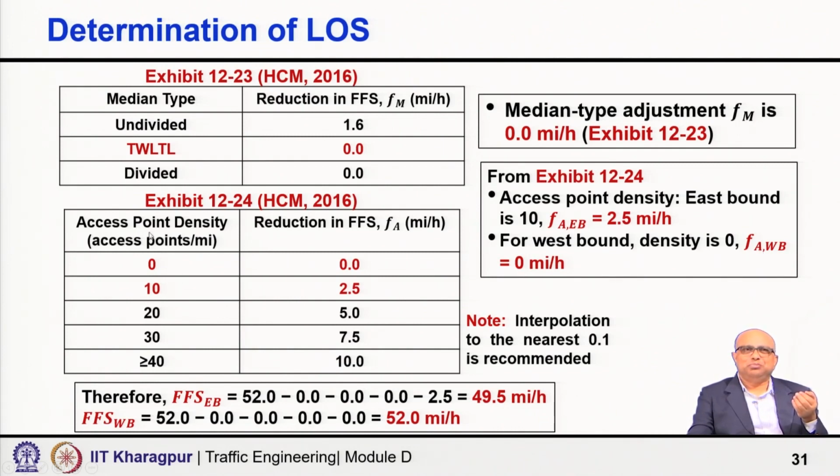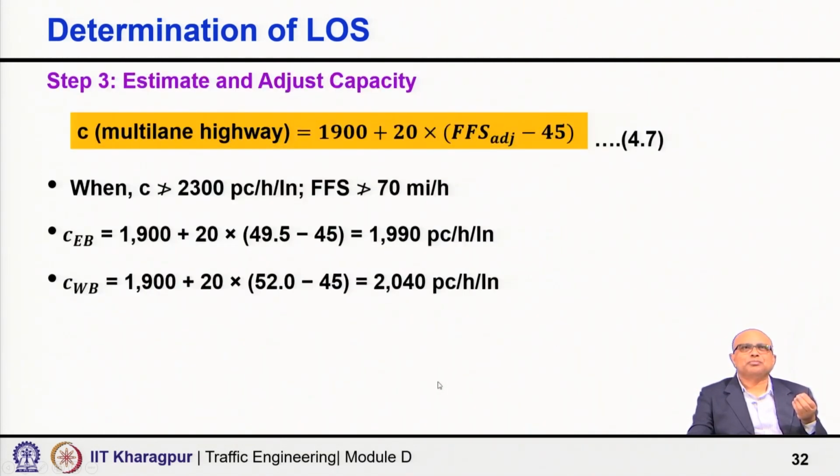So, the access point density adjustment is 0. So, here it will be whatever the basic free flow speed is. So, free flow speed will be same for the westbound. Eastbound it will be reduced by 2.5 mile per hour. Now, estimate and adjust capacity. So, we know we can take it from the table also or exhibit given in the Highway Capacity Manual, but in this case we are calculating it from the equation.